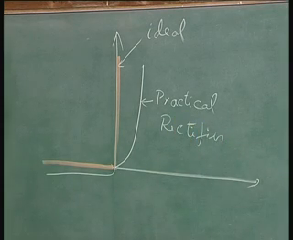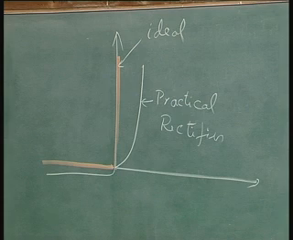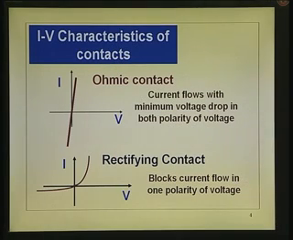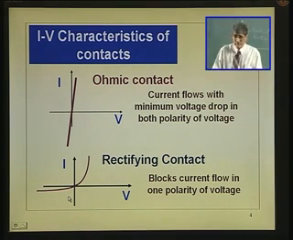Now, we will see how to realize this in practice. After all, you need that type of contact at the source and drain, and this type of contact at the gate. It can be a junction diode. But what we are talking of now is a metal semiconductor contact, which will behave like a p-n junction.